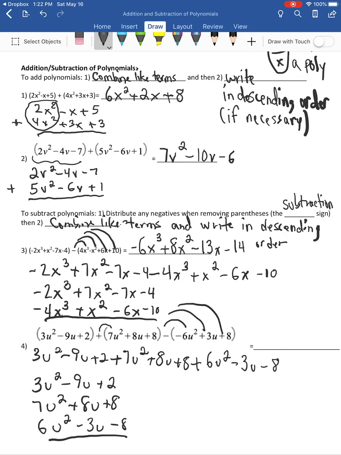Okay, now we'll combine 3u squared, 7u squared, 6u squared combines to 16u squared. Negative 9u plus 8u makes negative 1u or negative u, and then minus 3u, negative 4u. Positive 2, positive 8 makes positive 10, minus 8, positive 2. Okay, we are done.